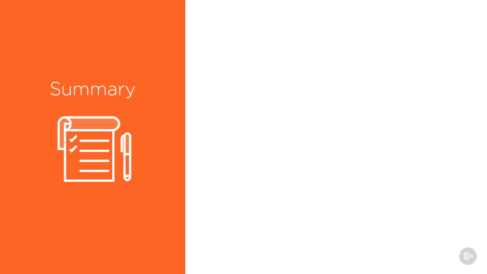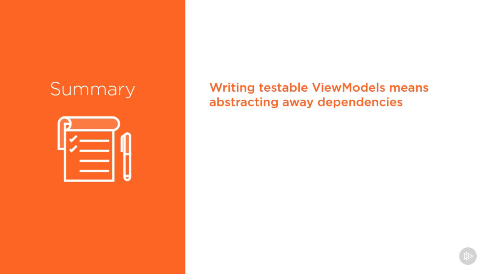In this module, you learned that writing testable view models means abstracting away dependencies. We defined interfaces and we have created constructor parameters in our view models so that we can inject these dependencies at runtime and in our unit tests. In our unit tests, we just inject a mock object that fakes, for example, the data access.